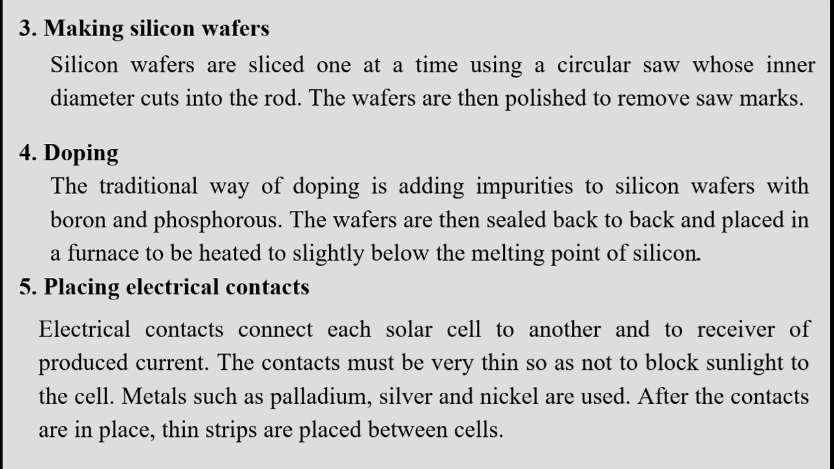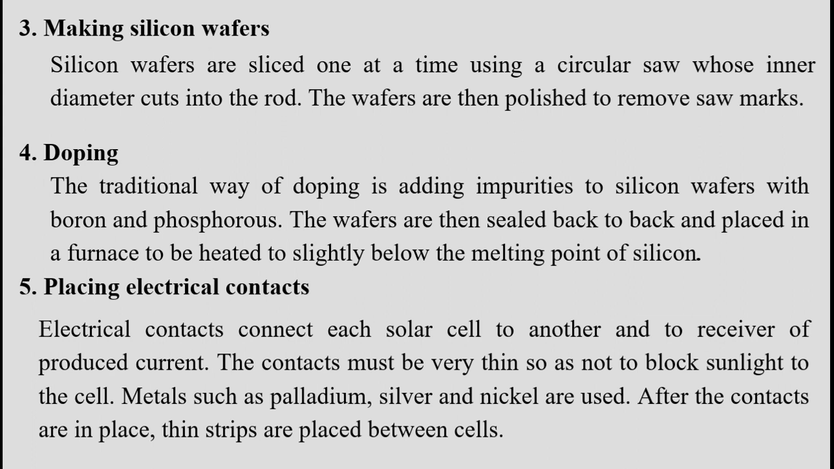For solar cells, boron, a p-type dopant, is normally used, and phosphorus as n-type impurities must be introduced to give a p-n junction. Now when you get a solar cell p-n junction, the next very important process is placing electrical contact. Electrical contacts connect both the n-type and p-type regions, that is the metal contact, from one solar cell to another and to the receiver of produced current.